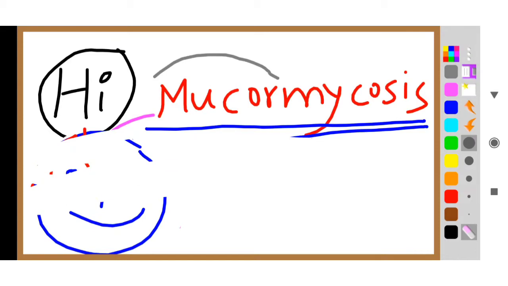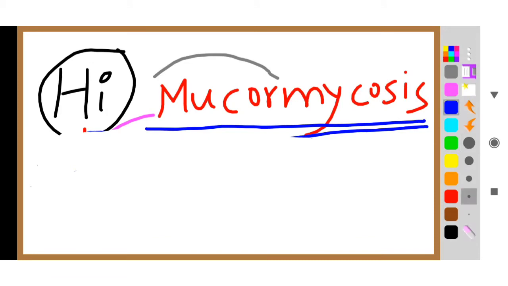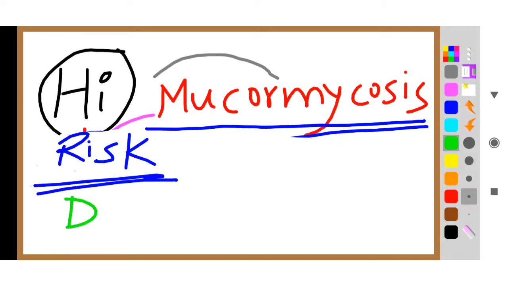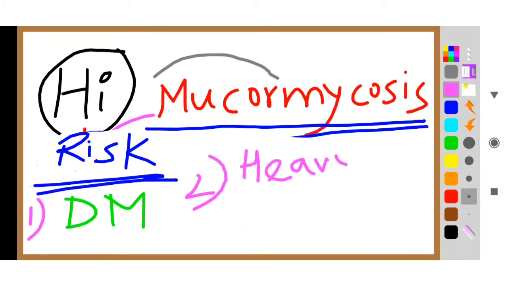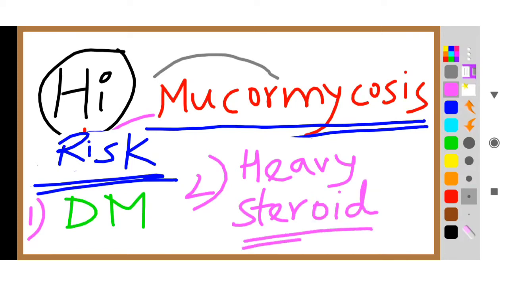And let me explain who the patients are who are at main risk. Basically, diabetes mellitus patients are very vulnerable to this fungus, because they have a high sugar level, high glucose level in their body. Another vulnerable group, number one is diabetes, number two is heavy steroid use. Those who have used heavy steroids in the COVID-19 treatment, generally steroids are used.